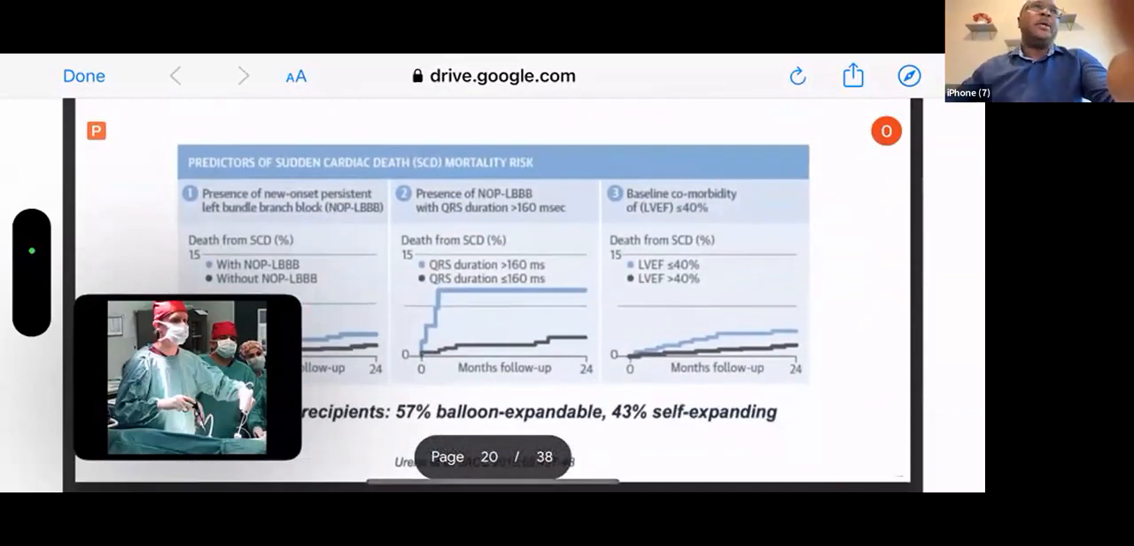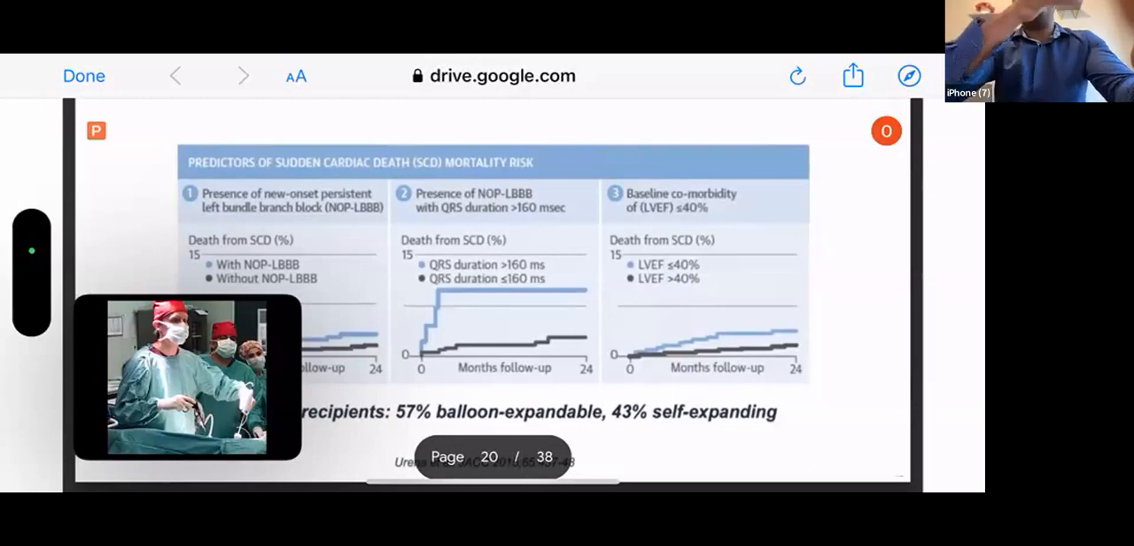Yeah, so the other thing, sorry, I'm using my phone, so I don't see those questions. So if you see any questions, just highlight it to me. The other thing we look at here is new left bundle branch block after TAVR. It's been shown by Urena in 2015 that it's associated with sudden cardiac death. The reason I'm bringing this up is that some people have made the argument that if a patient developed persistent new-onset left bundle branch block, we should put a pacemaker in them.